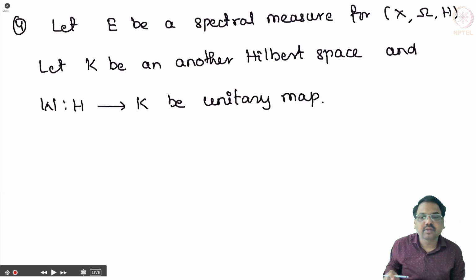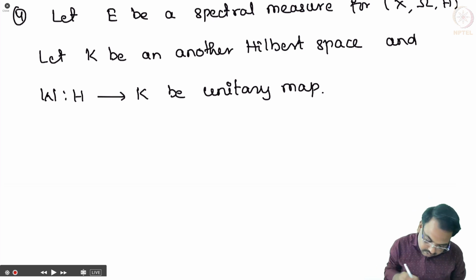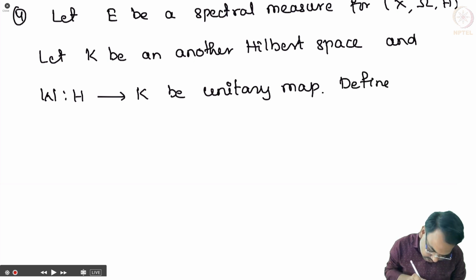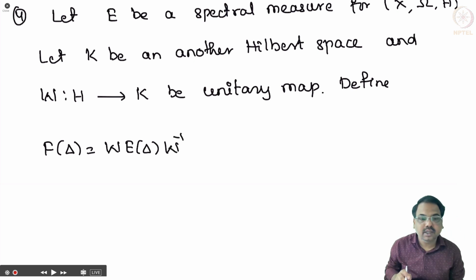That means it is isometry and onto. In fact, it is also linear. Then define another spectral measure F of delta to be W E delta W inverse. Now this is again a map from K to K. So F delta is a map from K to K.